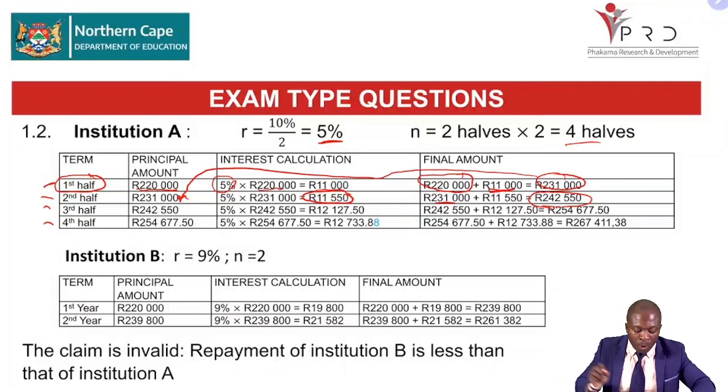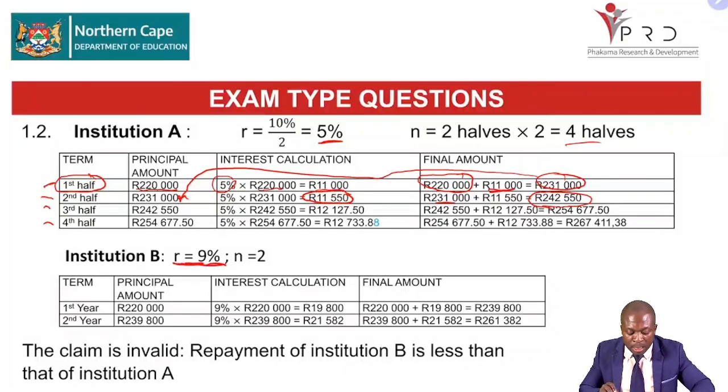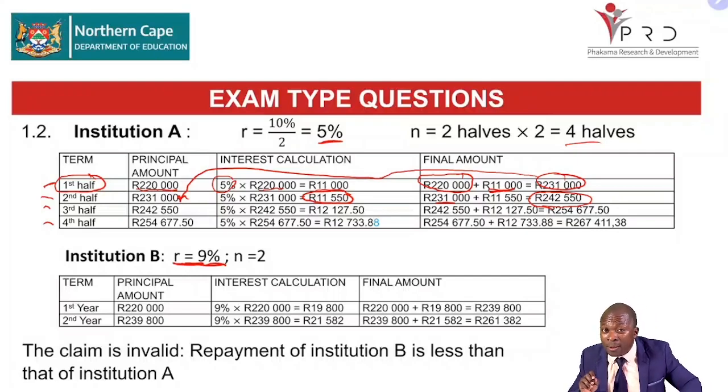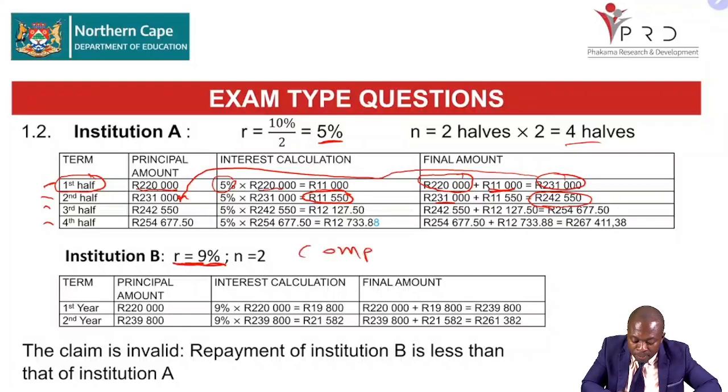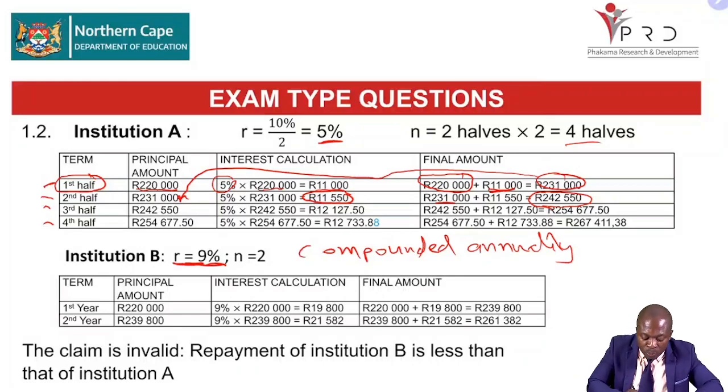I know. All right, let's go to institution number B. Can you see the interest rate is 9%? But we did not divide. Why did we not divide? Because it is compounded. That is the word, compounded annually. Meaning we don't have to divide by 2 or by 4 or anything. So look at what we've done here. We take the same 220,000. We multiply it by 9%.